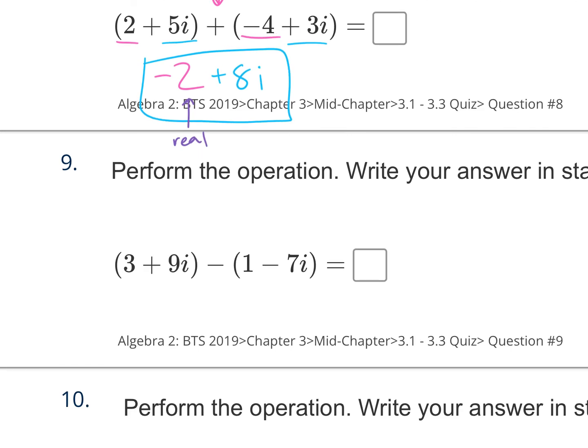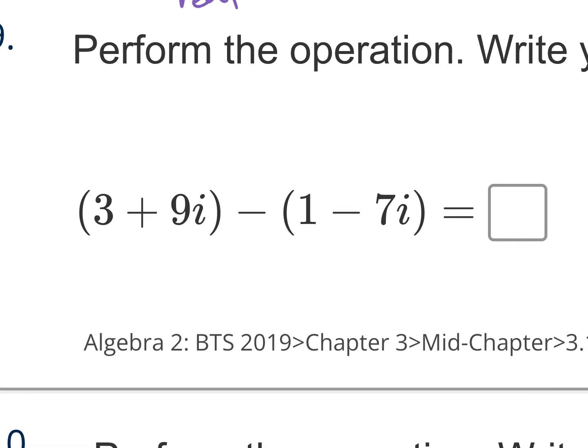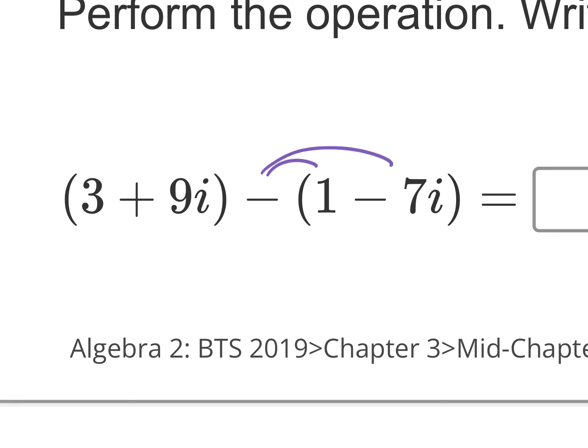For number 9, what do I have to do first here? Distribute the negative. So 3 plus 9i, the negative gets distributed to both things behind it in the parentheses. So it would be negative 1. And what's negative times negative 7i? Positive 7i.